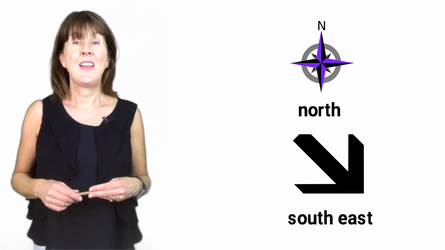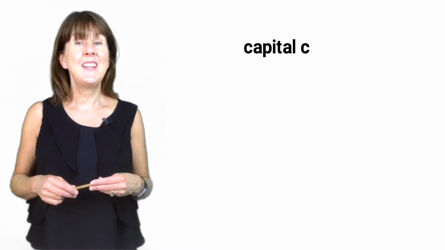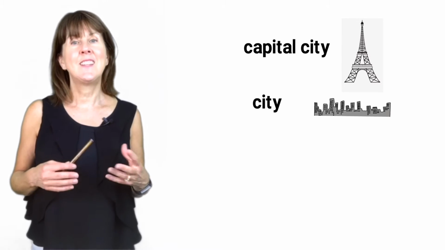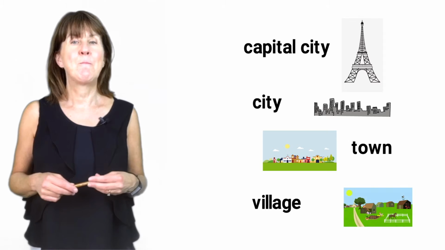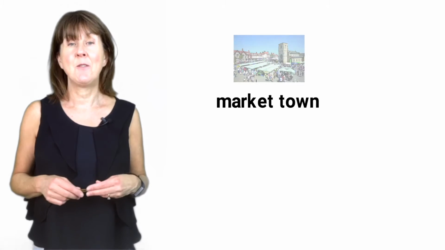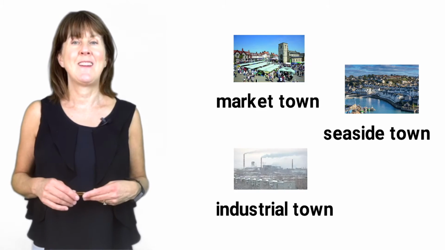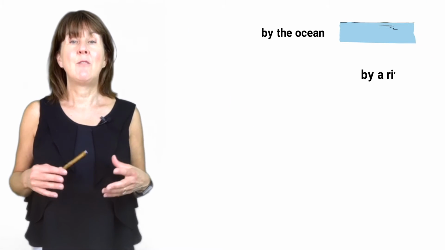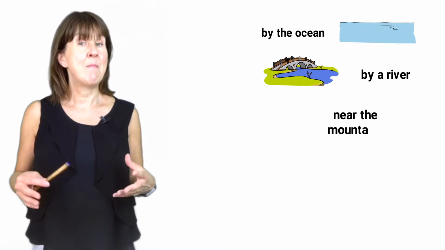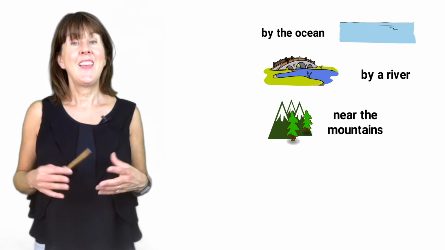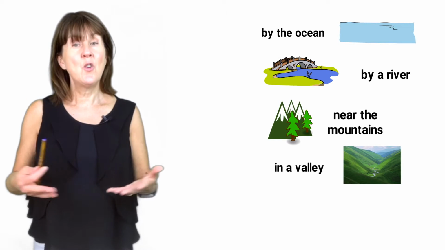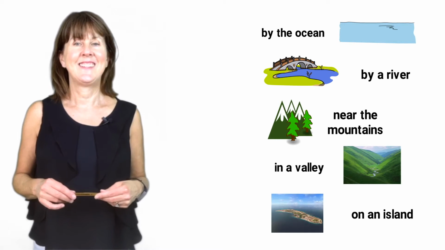Do you live in a capital city, a town, or a village? Maybe a market town, or a seaside town, or an industrial town. Do you live by the ocean, by a river, near the mountains, in a valley, or on an island?